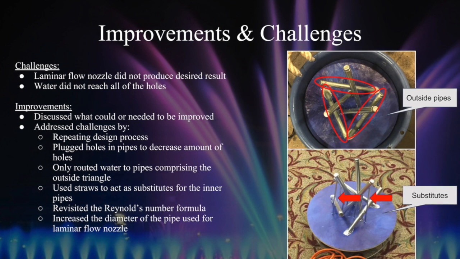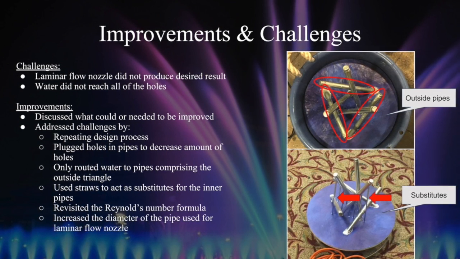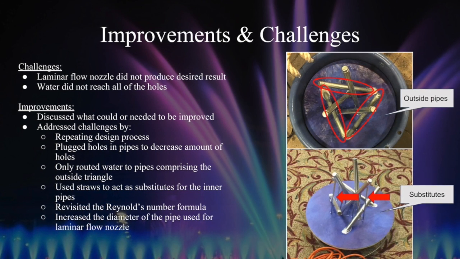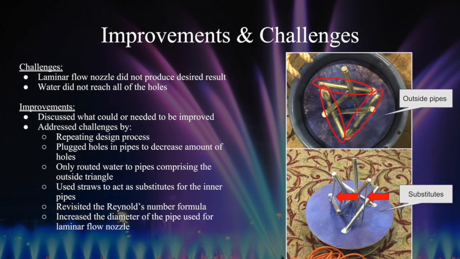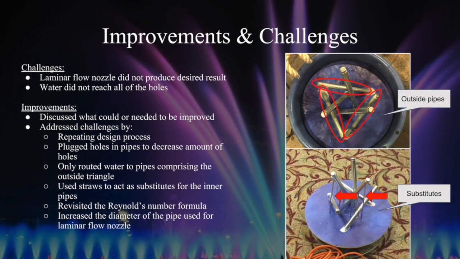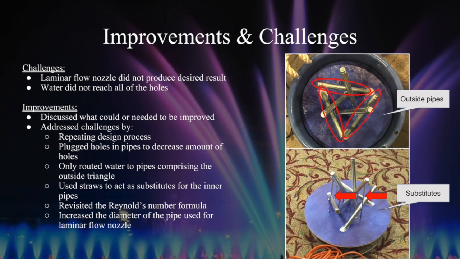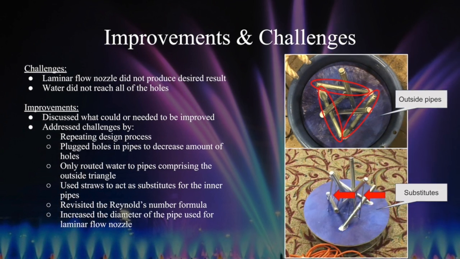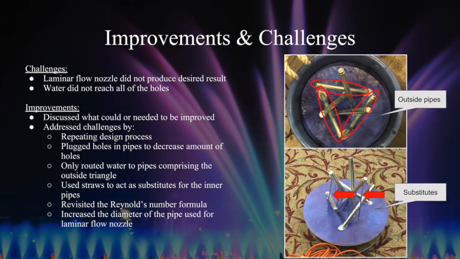To make sure that we reached a good portion of the holes we drilled, we plugged some of the holes in the pipes to decrease their number and the rate at which water would be exiting the pipes. Additionally, we routed water only to the pipes that made up the outside triangle formed by the pipes. We also used straws to act as substitutes for the water that would be flowing out the pipes that formed the inner triangle.